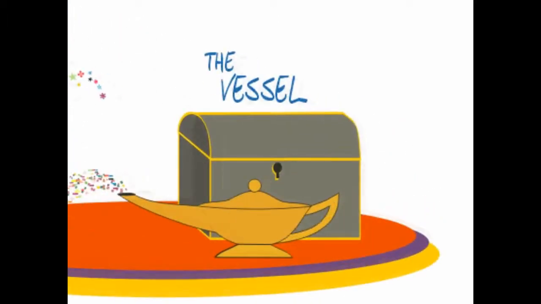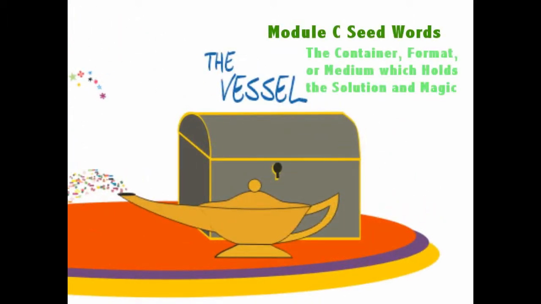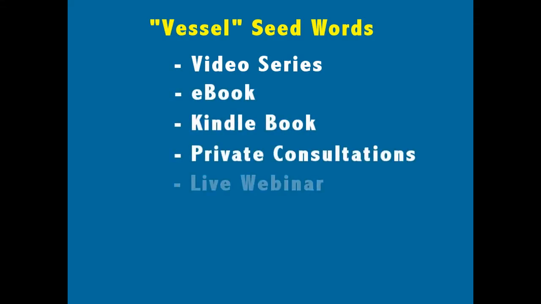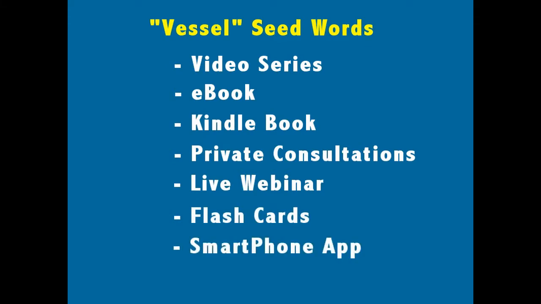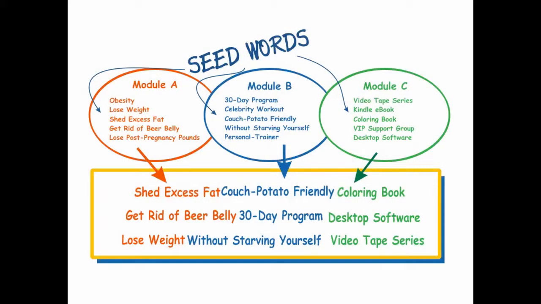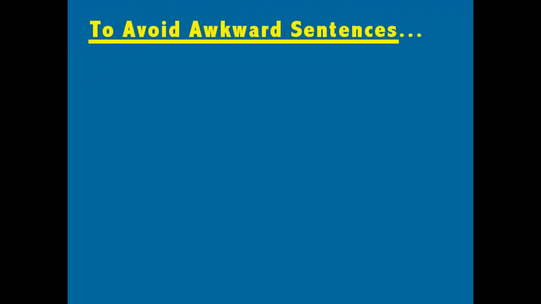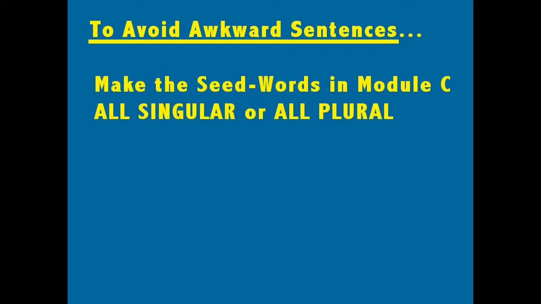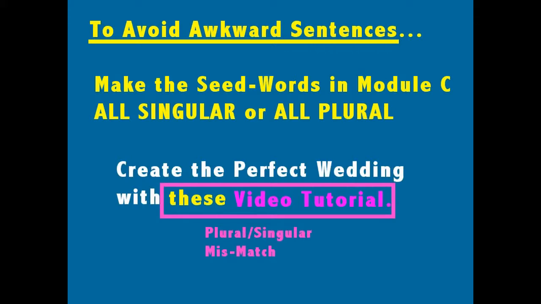Module C contains what I call vessel words. This is the container or format or medium in which you're going to package your product. This is what people expect to download or access when they buy your information product. These would be words like video series, ebook, Kindle book, private consultations, live webinar, flashcards, or smartphone app. If you make all the word patterns in a module grammatically similar to one another, the BoosterTron will construct similar output phrases regardless of which seed word it chooses. To avoid awkward sentences, you'll need to make sure that the words in Module C are all singular or all plural, so that they'll make sense grammatically when matched up with the words from the other modules.